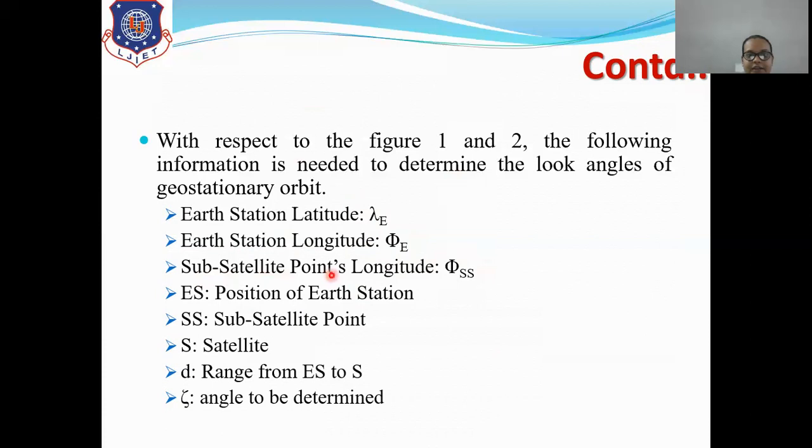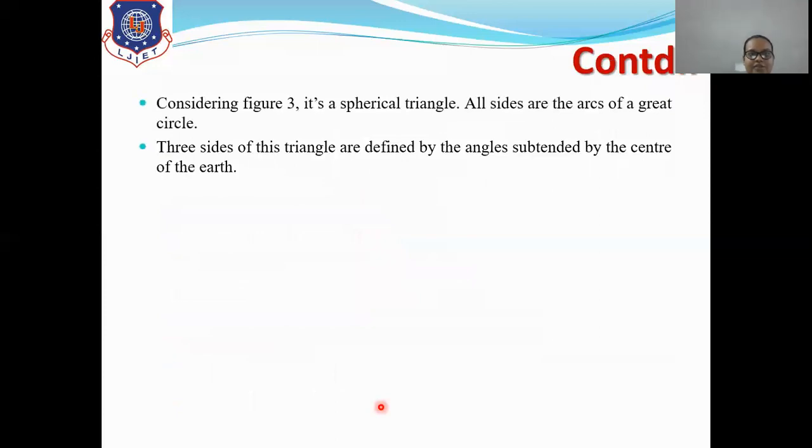Clear? Sub-satellite point longitude, that is phi ss. Then E is the Earth station position, SS is the sub-satellite point, S is the satellite, d is the range from the Earth station to the satellite, and zeta is the angle to be determined. Clear? Now, consider figure 3.